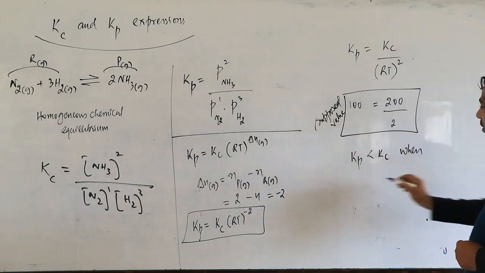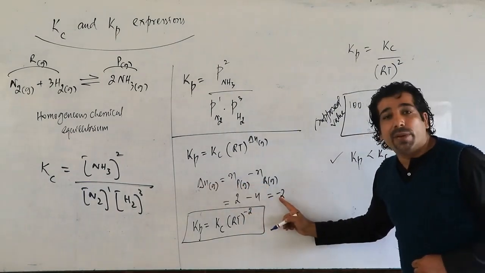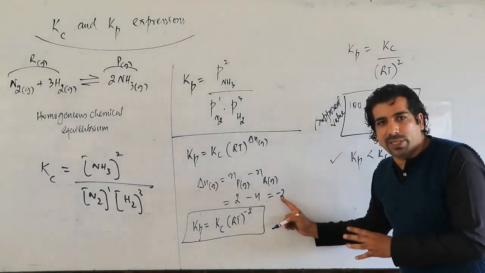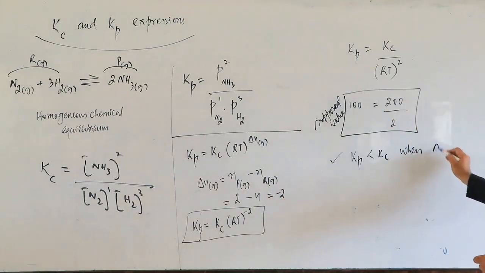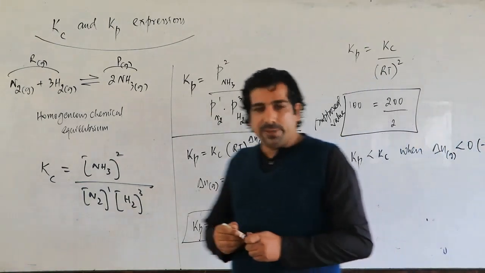When delta n gaseous is less than 0, which means negative, Kp is less than Kc. Don't say minus 2 or something, just negative. Already we have done this particular thing, so please make note of this.